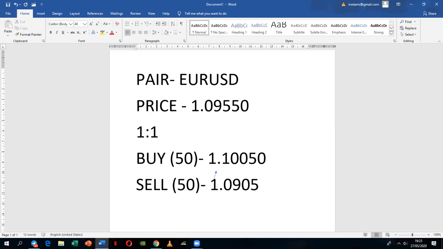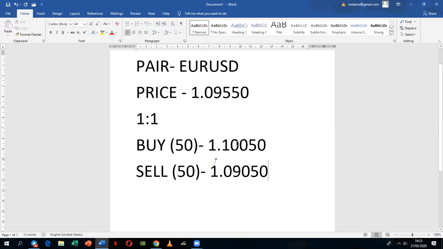All right. So guys, a gain of 50 pips will take you to the price 1.1005. A short position will take you to 1.0905.